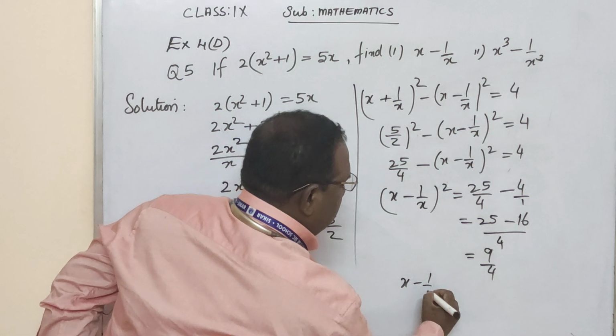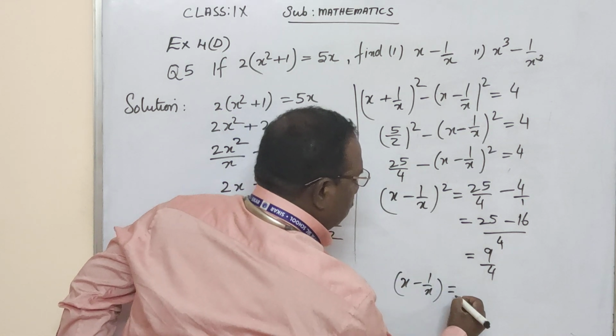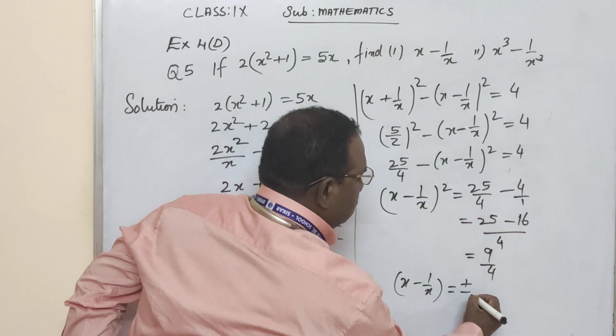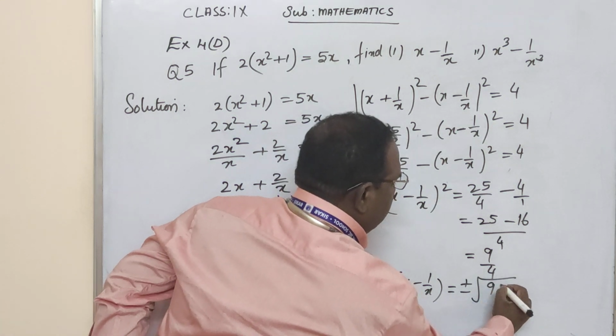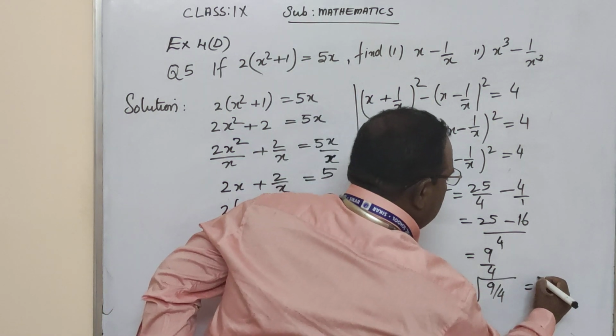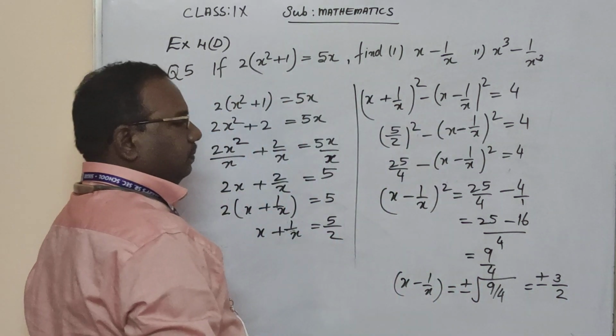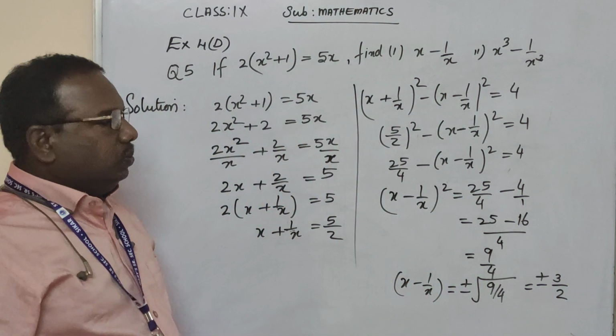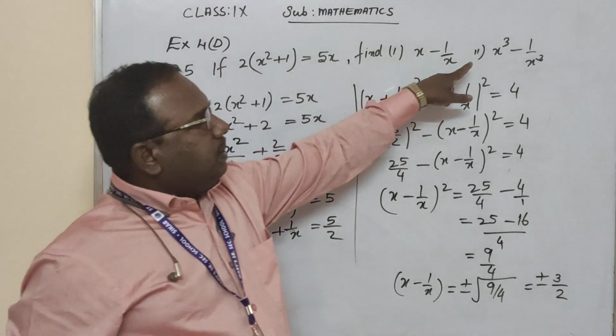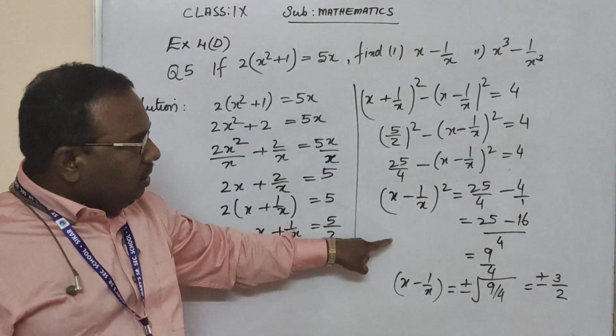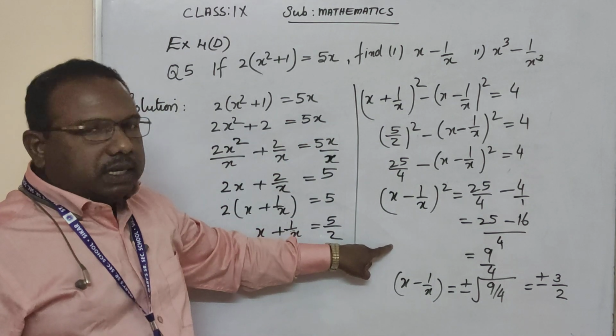x minus 1 by x is equal to plus or minus root of 9 by 4, which is equal to plus or minus 3 by 2. Plus or minus 3 by 2. Now let's go to the second part. Look at the board how this first part is solved.